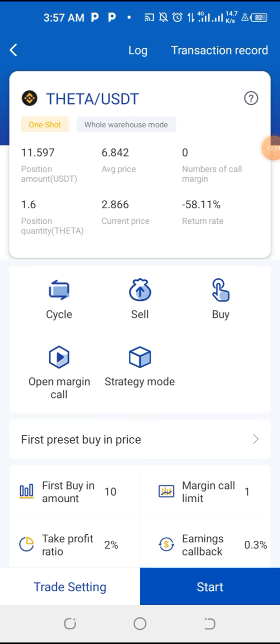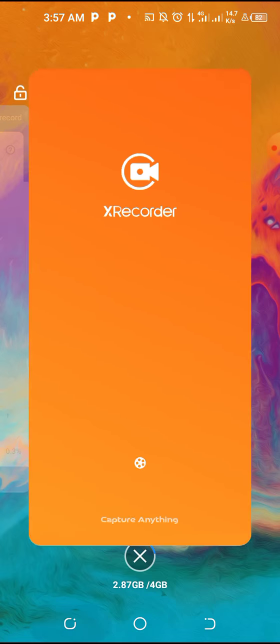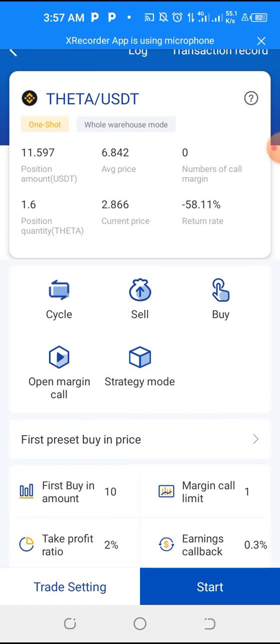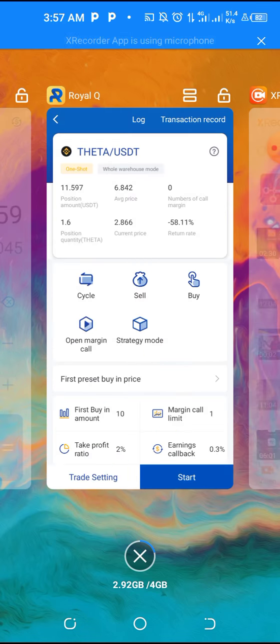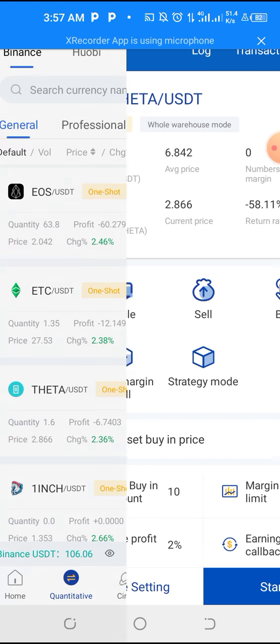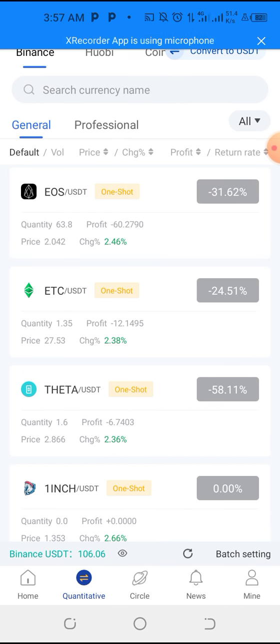So you'll be looking for, sorry about that, you'll be looking for trades that have small capital.